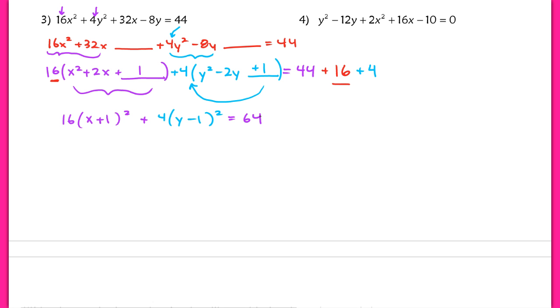I know it doesn't look like it yet, but basically all we have to do now is get this right-hand side to equal 1. So remember, to get that to equal 1, all I have to do is divide the entire equation by 64. So on the right-hand side, 64 divided by 64 gives me 1. Now when I divide these terms here by 64, the x plus 1 squared does not get affected. I'm just going to reduce 16 divided by 64.